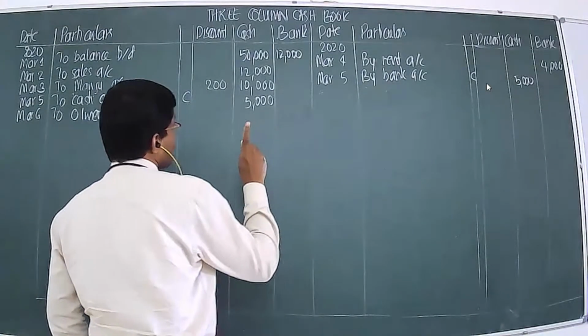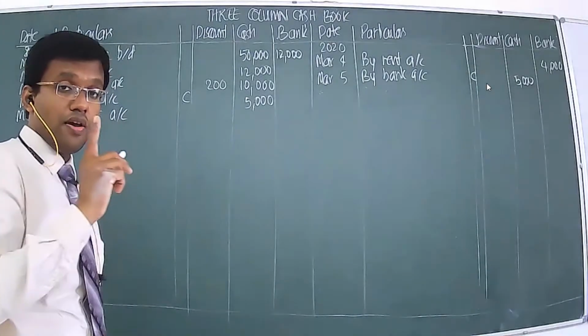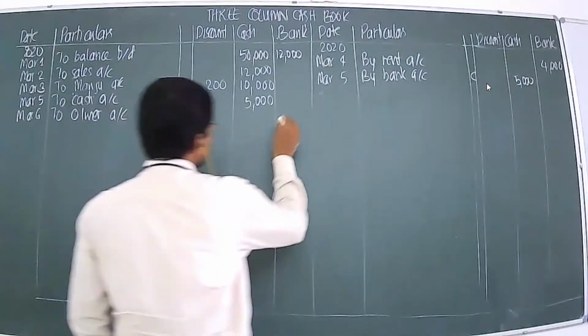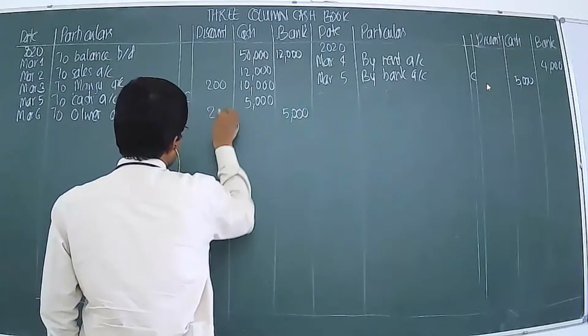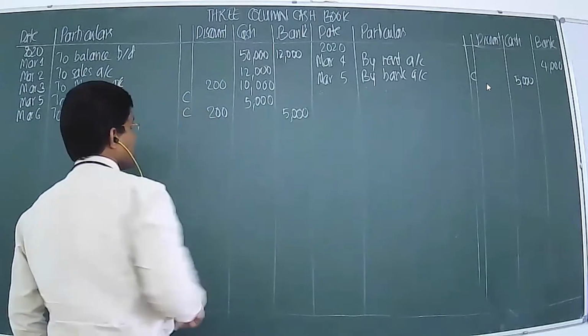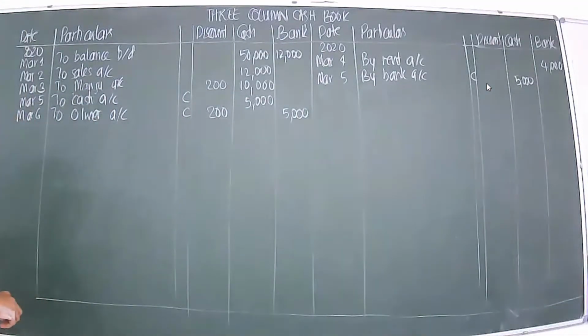How much was Oliver supposed to pay you? Oliver was supposed to pay you 5,200. But how much is he paying you? He's paying you only 5,000. So what does that mean? That means 200 is your discount. Okay? What that means is rupees 200 is your discount.